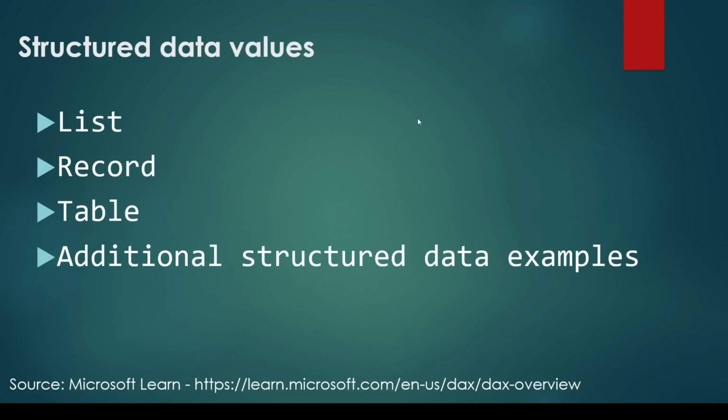We have some structured data values that include list, record, table, and some additional structure. Now list is something which is like a column. So basically a set of values is known as a list. So a table column is also considered as a list.